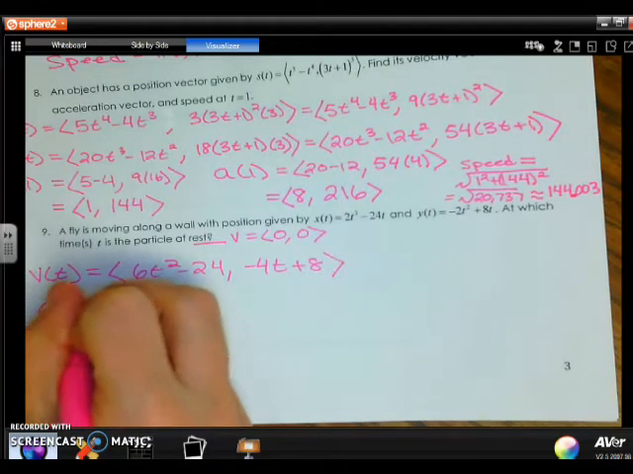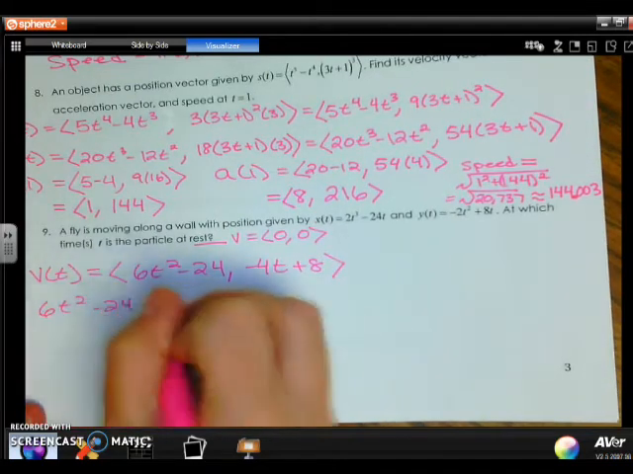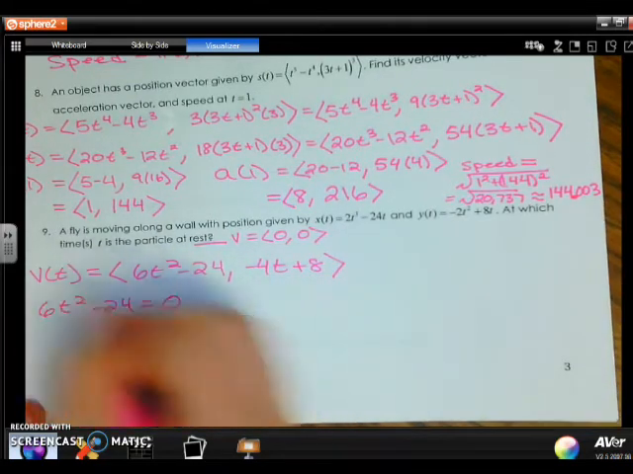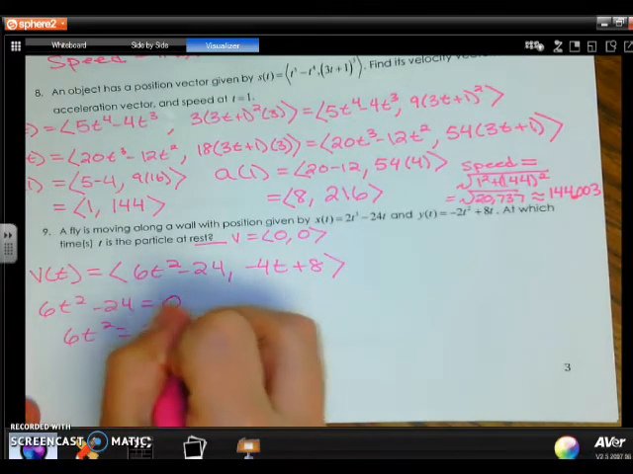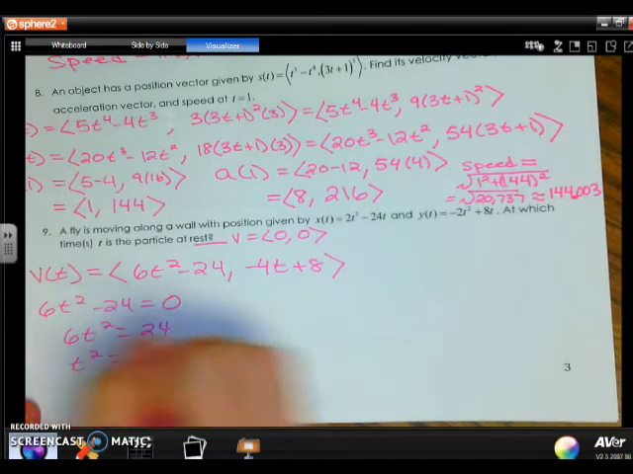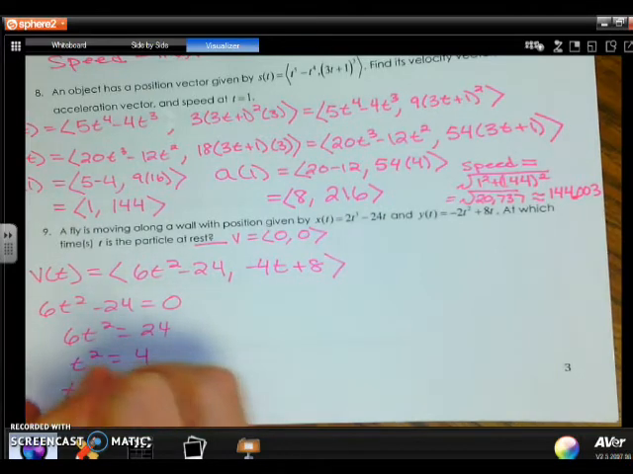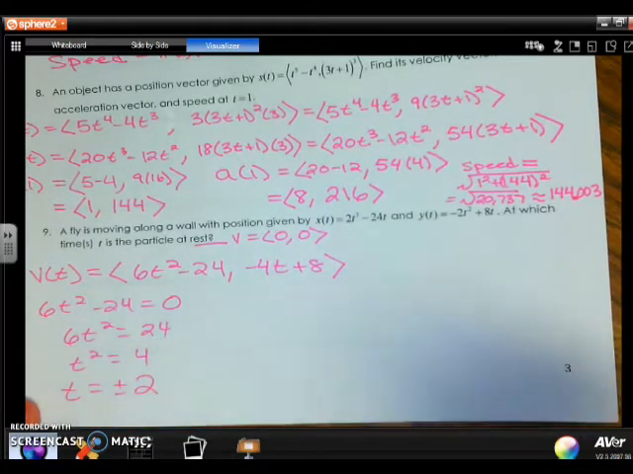So if I set this piece equal to 0, you can factor out the 6 or move it over, either way. You're going to get 6t squared equals 24, divide both sides by 6, and you're going to get time equals plus or minus 2 there.